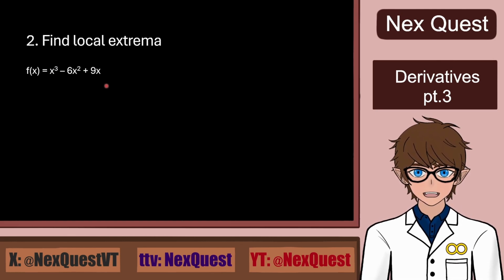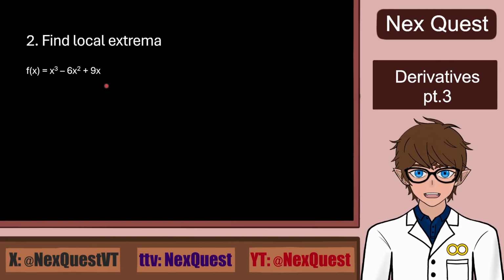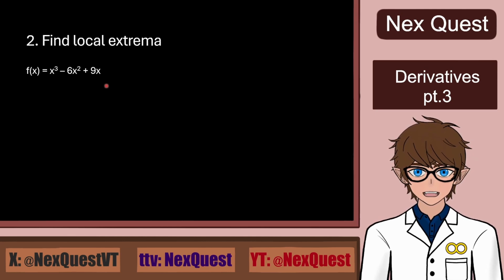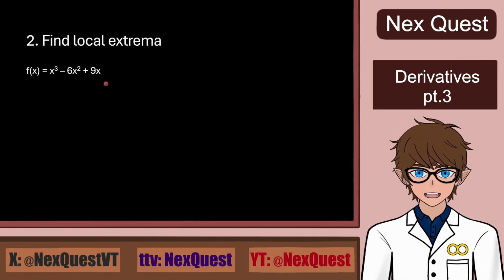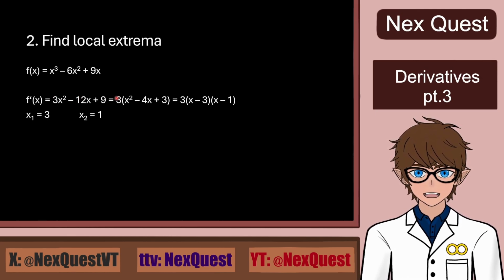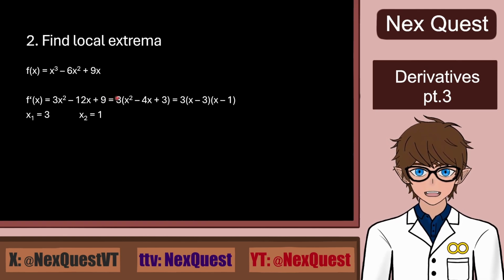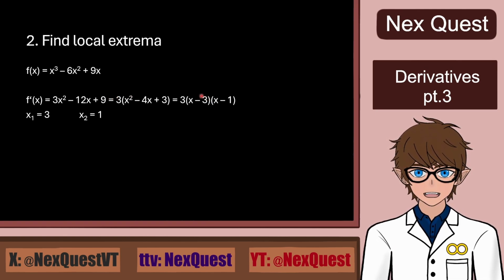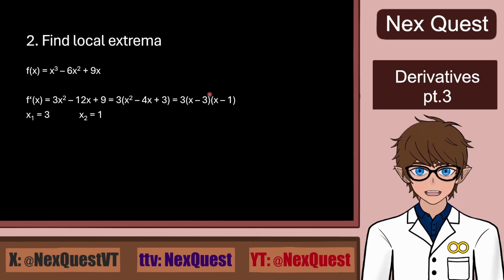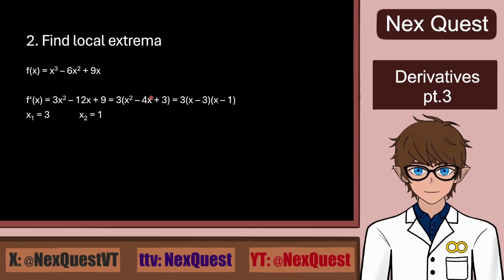Now, for our second task, we had to find local extrema, meaning finding maximums and minimums. For that we need its first and second derivatives. So the first derivative is this one, from the power rule. I factor out 3, and then I break it using the binomial expression.